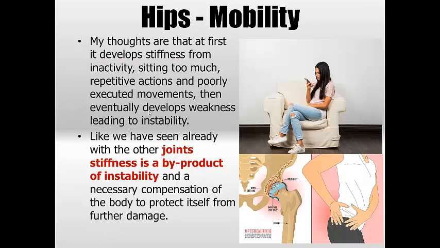So my thoughts are that at first it develops the stiffness from inactivity from sitting too much and repetitive actions that are poorly executed, and then eventually develops the weakness from that instability, and creates stiffness in an area that you don't want it, usually being the anterior part of the hip. All right, so people who are sitting in a posterior tilt, really stiff through the glutes, but have almost too much mobility at the front, that ends up letting the joint come forward and out of the socket, more or less.